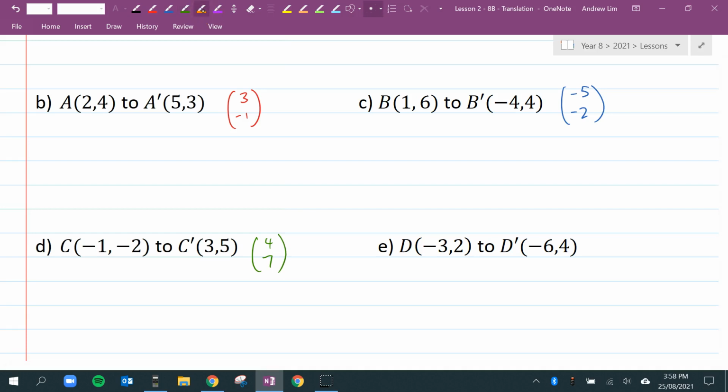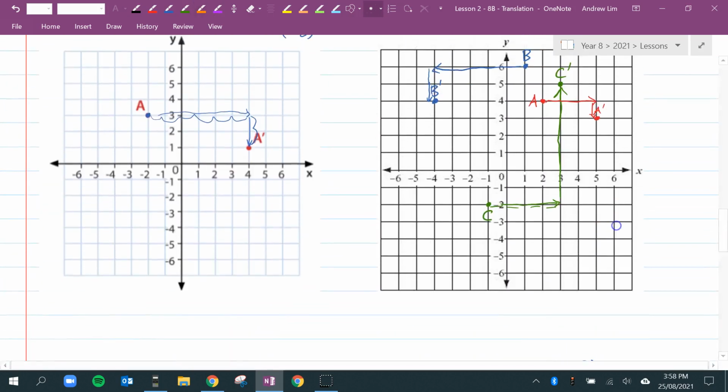Question E, minus 3, 2 to minus 6, 4. Minus 3, 2 is over here. That's our D. And minus 6, 4 is all the way over here, and that's D dash.